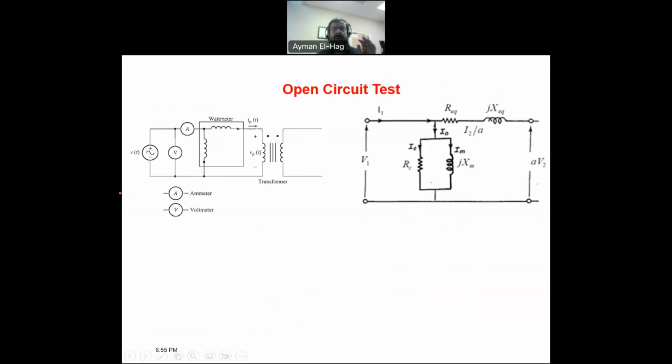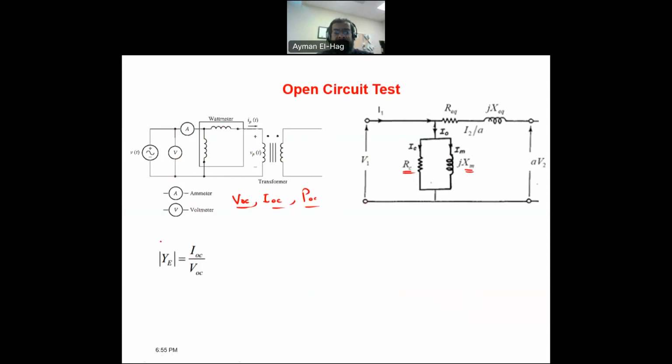So basically, as I mentioned, we measure three things. We measure the voltage, which we call V open circuit. We measure the current, which we call I open circuit. And we measure the power, which we call P open circuit. So we measure these three parameters. And from these three parameters, we want to find RC and XM. So how do we do that?